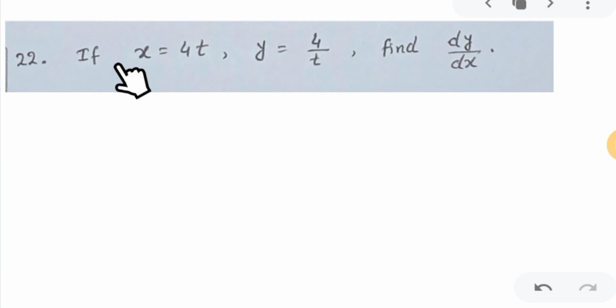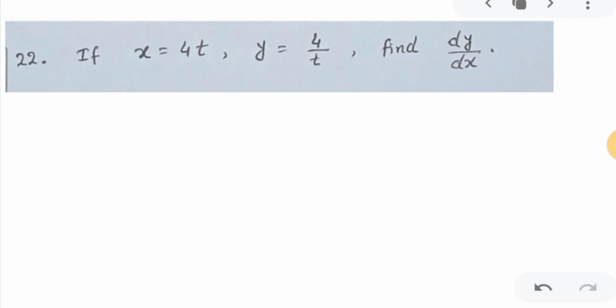What is the question? The question is x is equal to 4t and y is equal to 4 upon t is given, then we have to find dy upon dx. In the previous question, one equation was given, but here x is given as a function of t and y is given as a function of t, correct.